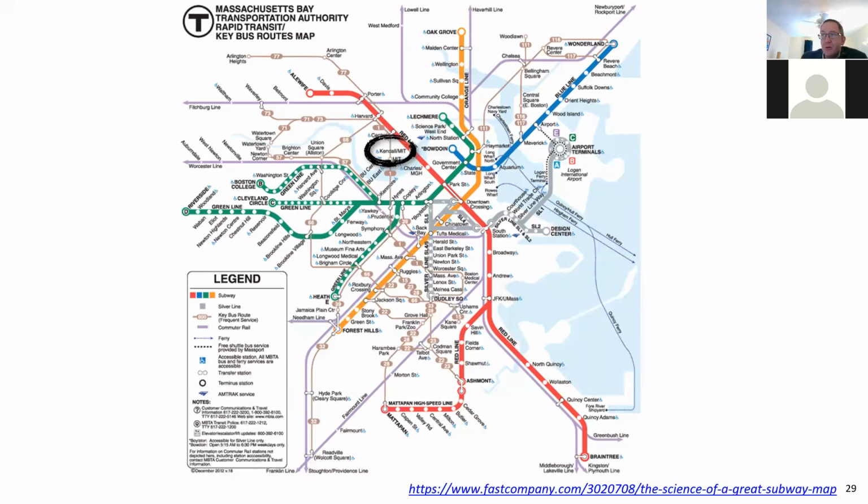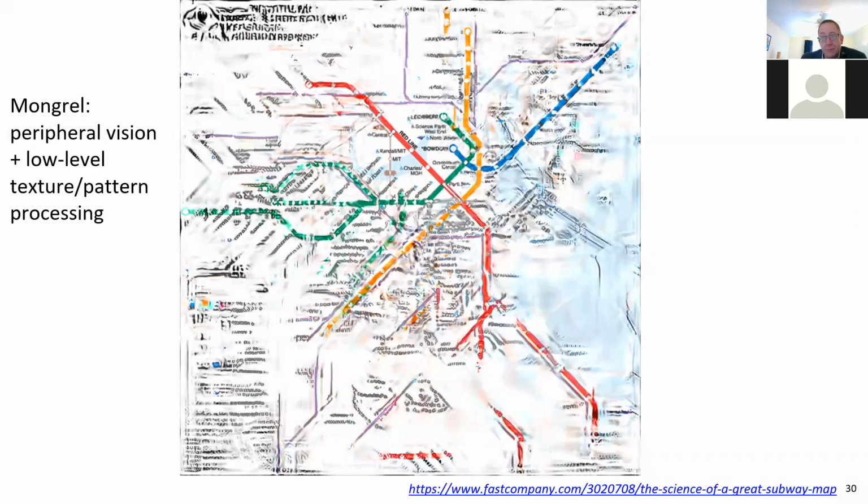Now, if you are quickly glancing at this thing, you get the following. I see Kendall, MIT. Everything else is a blur. This is called a mongrel. It is, if I stare at one point, the low-level pattern recognition I get. They can actually do experiments on this: what low-level pattern recognition I get for the rest of the scene. I get clarity right here, and everything else is just garbage. Not garbage. You get some impression, but it's not really good.